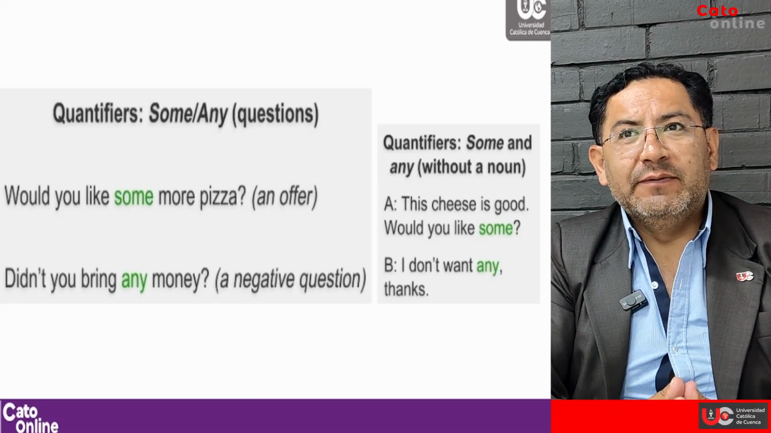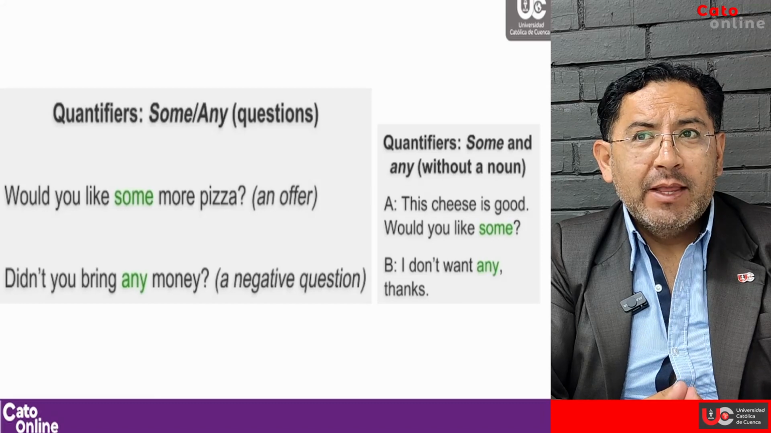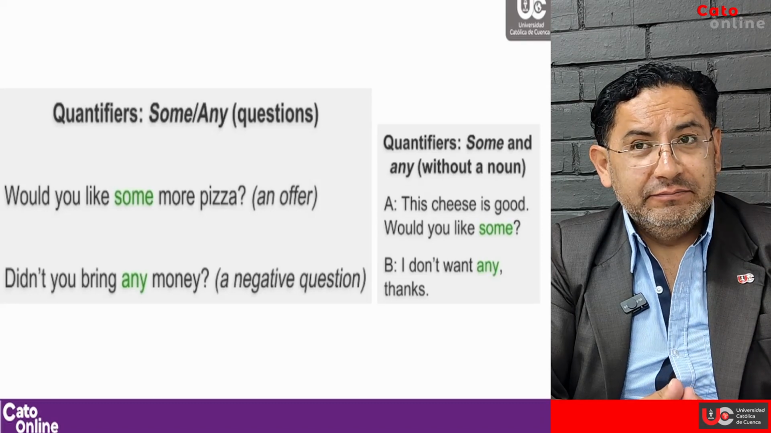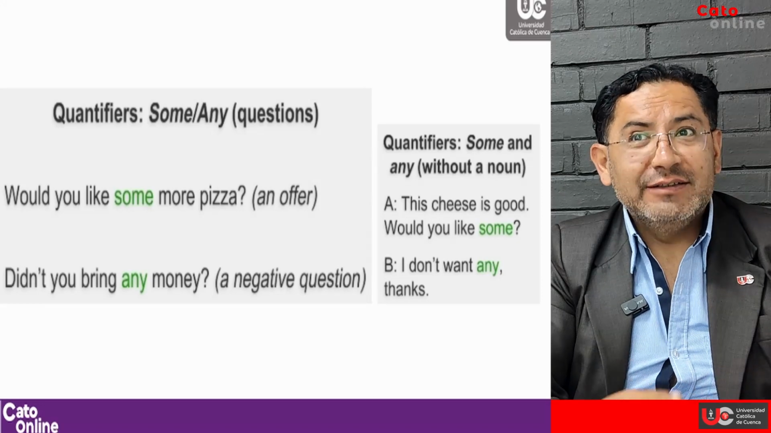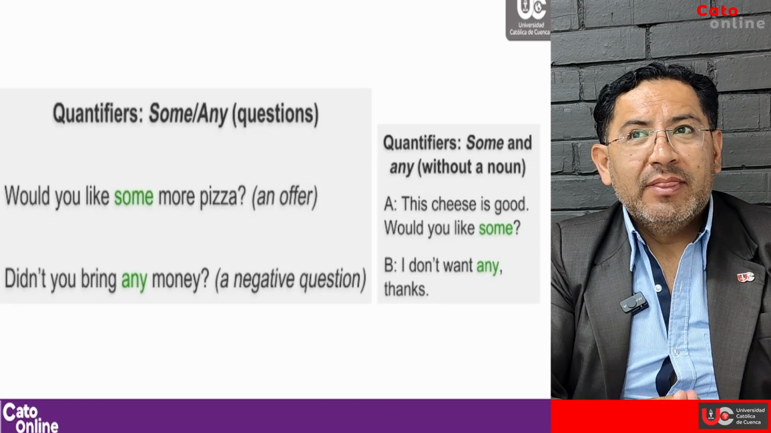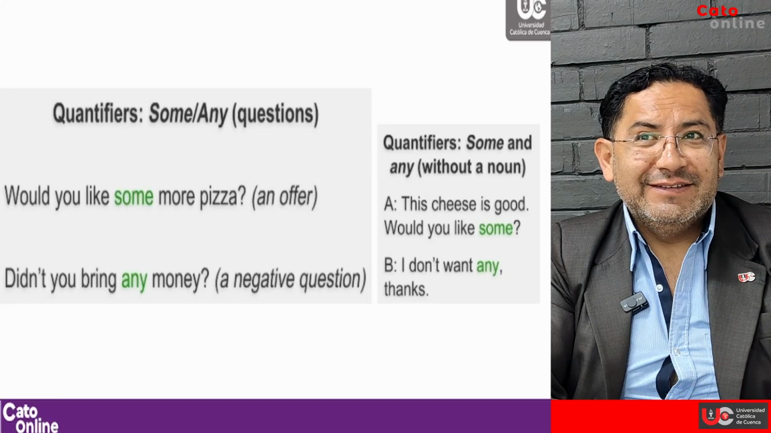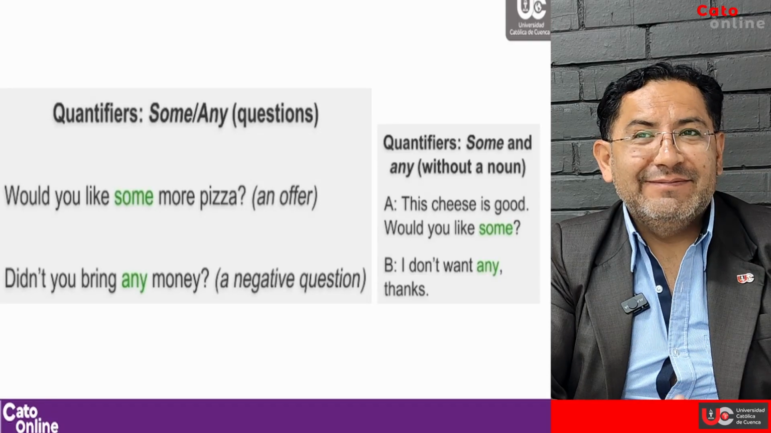Okay, quantifiers some and any without a noun. This cheese is good. Would you like some? I don't want any, thanks. Okay?